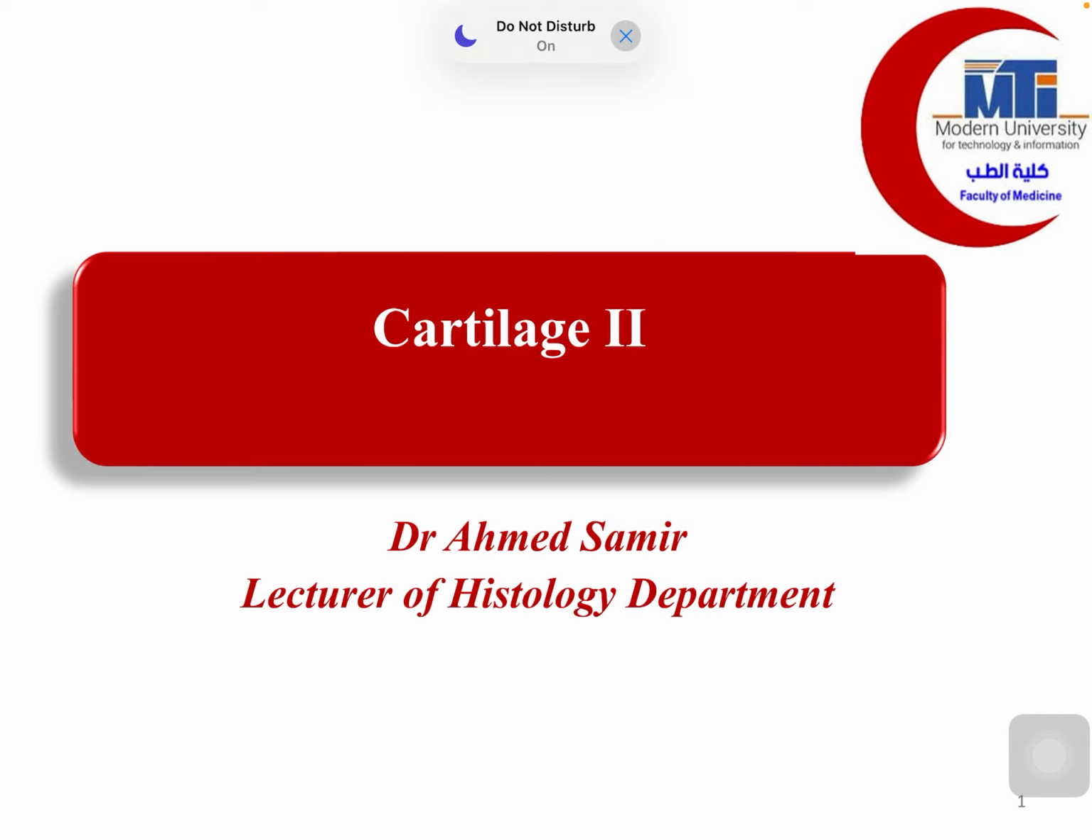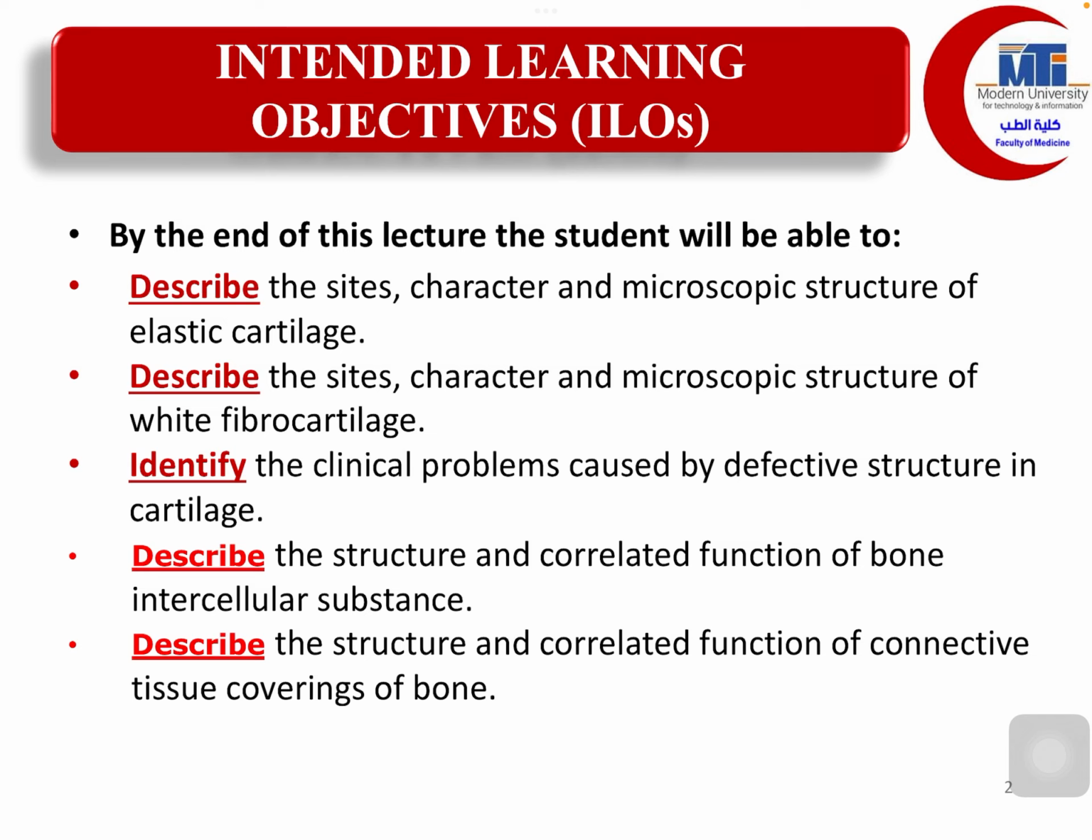Hello, dear students. In this lecture, we are going to discuss together the remaining two types of the cartilage. If you remember from the previous lecture, we discussed the first type of the cartilage tissue, which is the hyaline cartilage. Now we are going to discuss together the other two types of the cartilage tissue, which are the yellow elastic cartilage and white fibro cartilage. We will also start our explanation of the bone tissue at the end of this lecture.